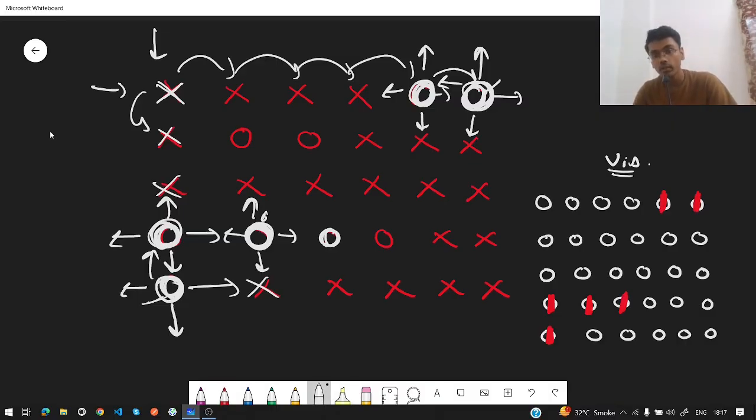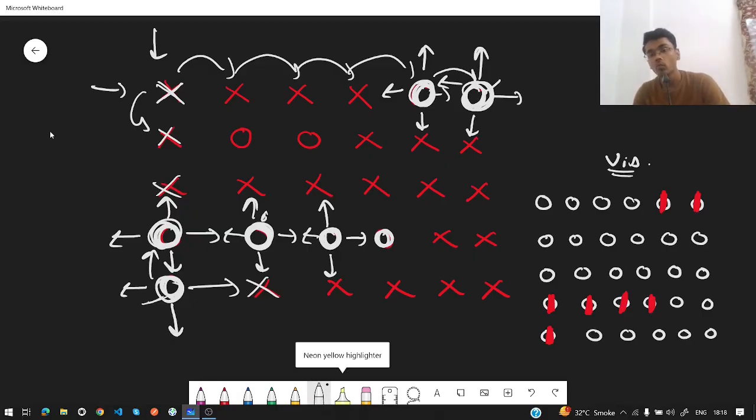Now for this particular 0 we will apply DFS again. Up direction x, so we do nothing. Left direction 0 but already visited, so we do nothing. Downward direction again x, so we do nothing. Right direction again find one 0, which is either connected horizontally or vertically, so that means this will also not be converted to x. Now if this is not converted to x, we need to mark this 1 in our visited matrix for this particular 0.